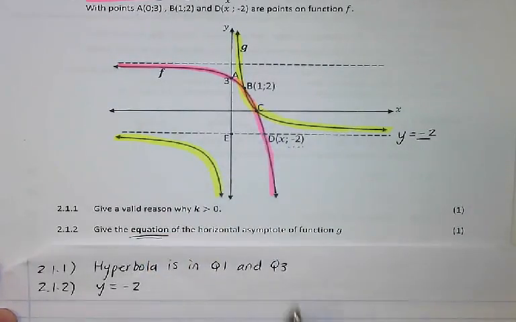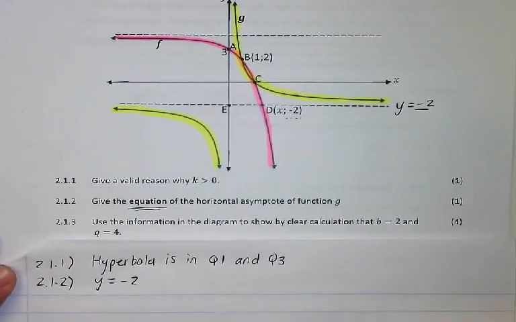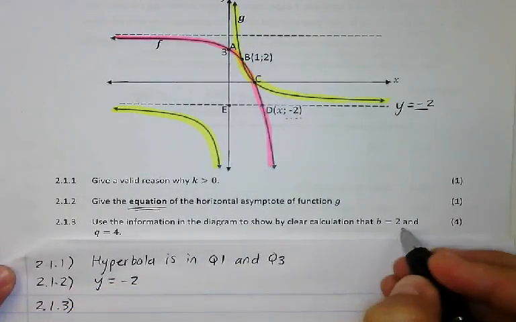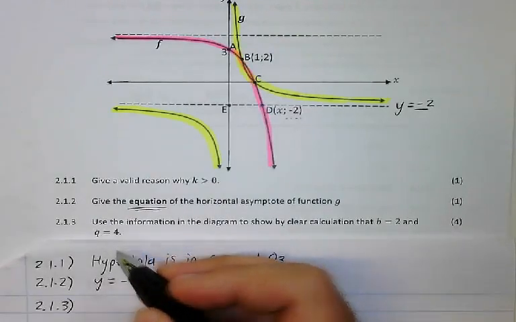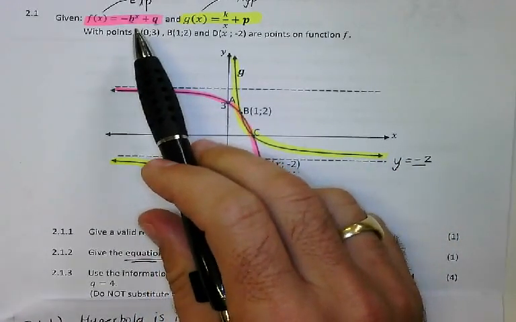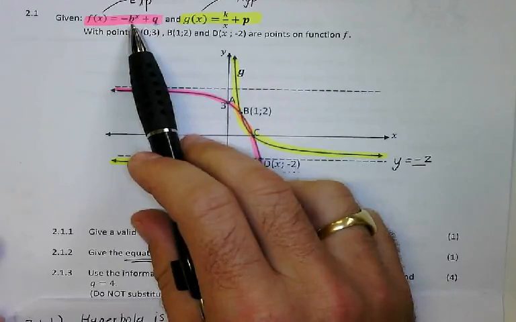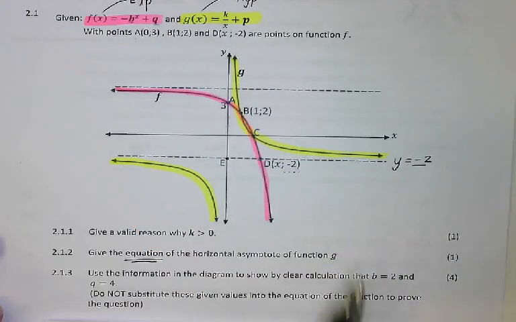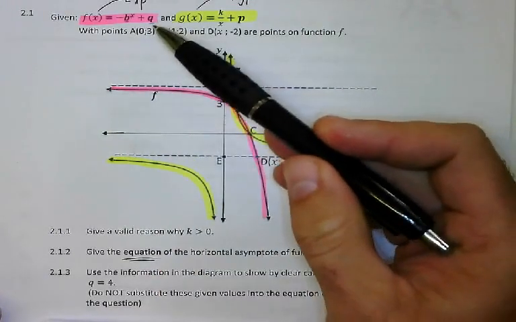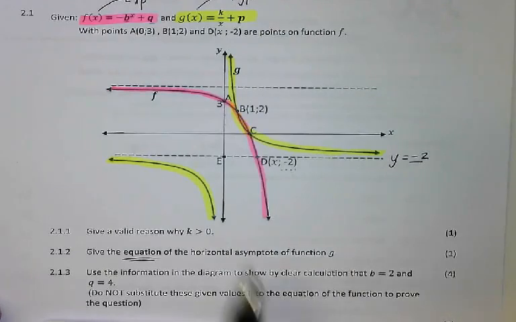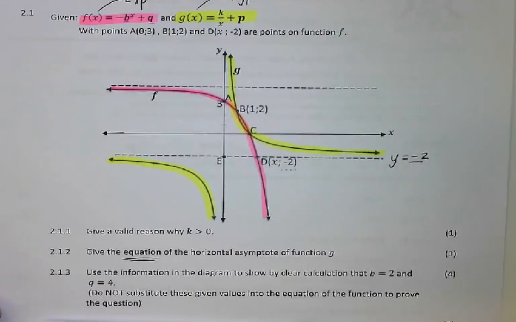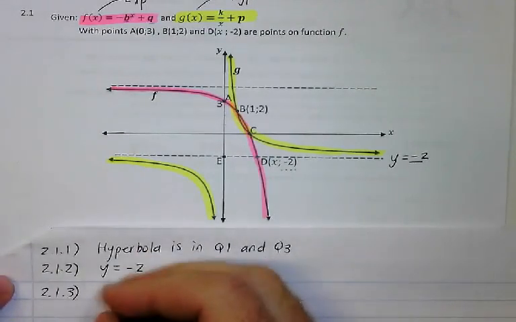Moving to number 3. Use the information in the diagram to show by clear calculation that b is 2 and q is 4. Looking at our exponential graph here, we have to somehow show that b, our base in our exponential, ends up being 2, and q, which refers to the vertical shift up or down, would be 4. The way we do it is we look at the coordinates our pink exponential graph is going through. If we sub in some coordinates, we hopefully will see the values of b and q emerge.